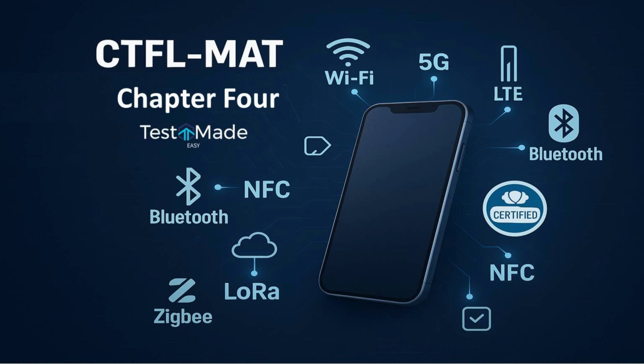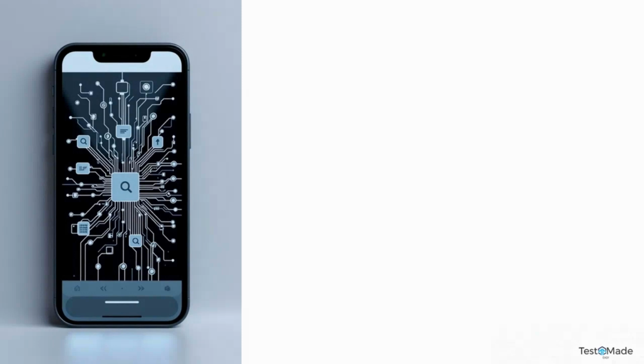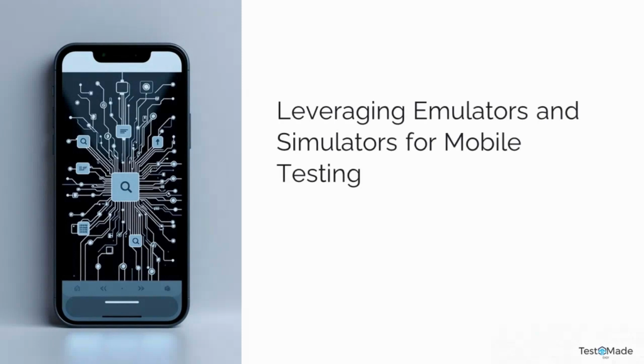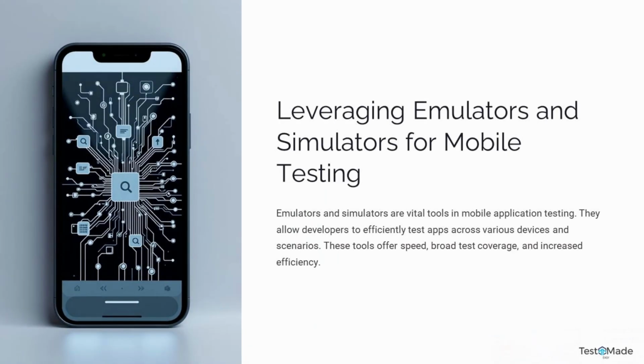Mobile Application Testing. Chapter 4. Leveraging emulators and simulators for mobile testing. Emulators and simulators are vital tools in mobile application testing. They allow developers to efficiently test apps across various devices and scenarios. These tools offer speed, broad test coverage, and increased efficiency.